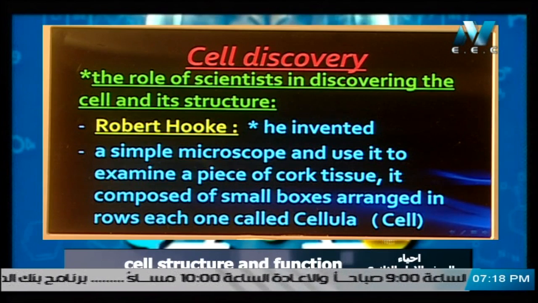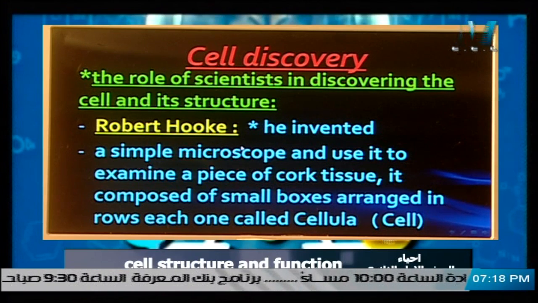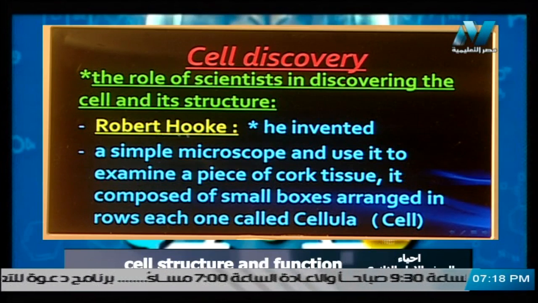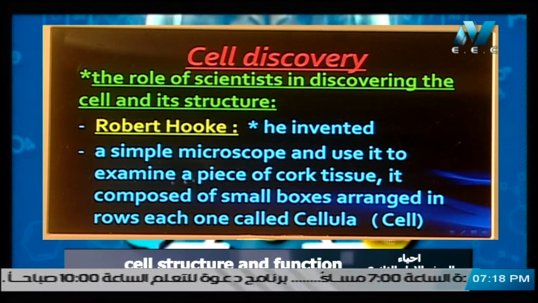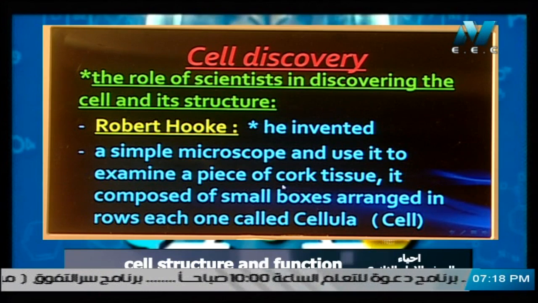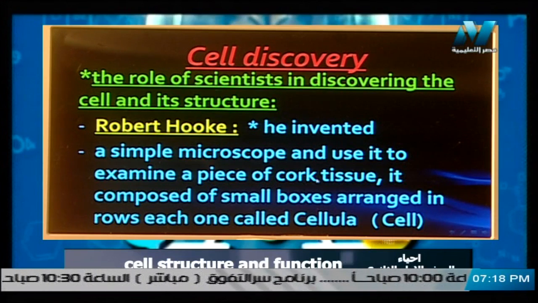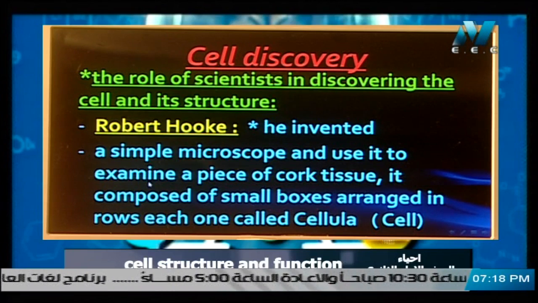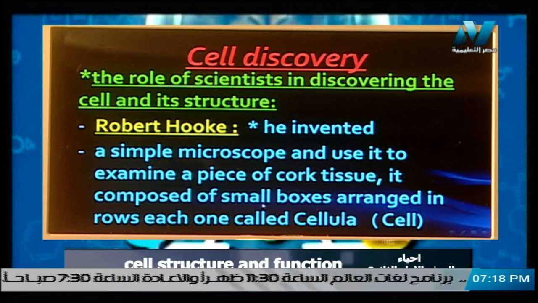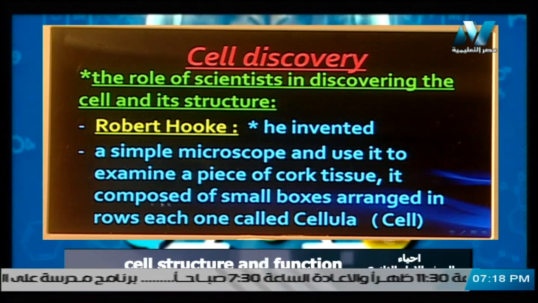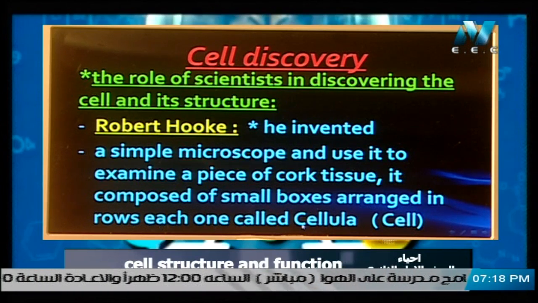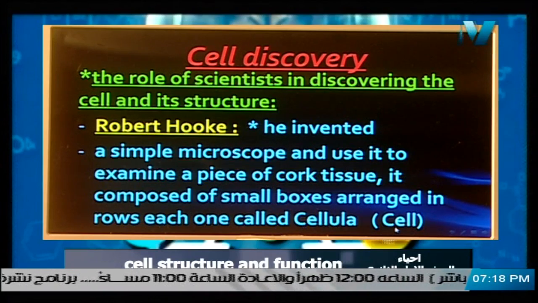He invented a simple microscope, a very simple microscope. It was invented by Robert Hooke. This is the first scientist. He used it for examining a piece of cork tissue اللي هو أنسجة الفلين، اوكي؟ هو استخدم الميكروسكوب دوت to examine the cork tissue. It was composed of small boxes in rows. Each one called cellula. Cellula is a Latin word. This word changed into cell.